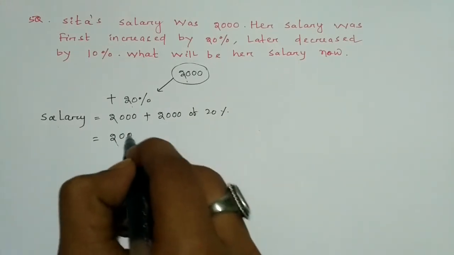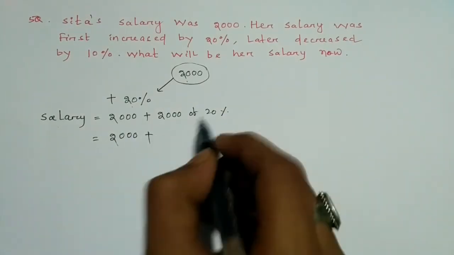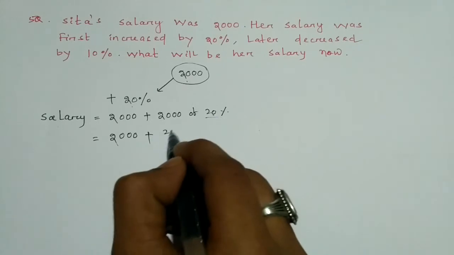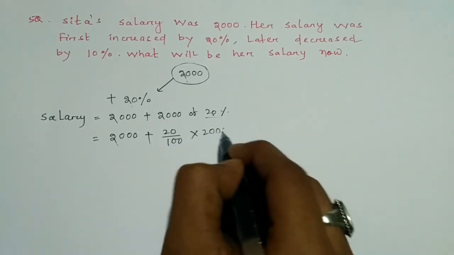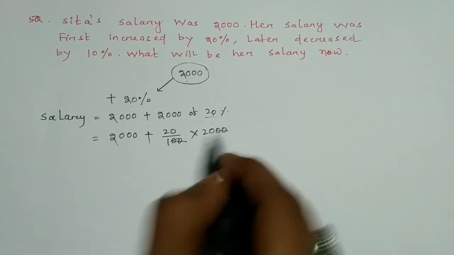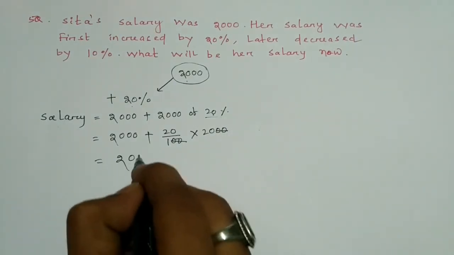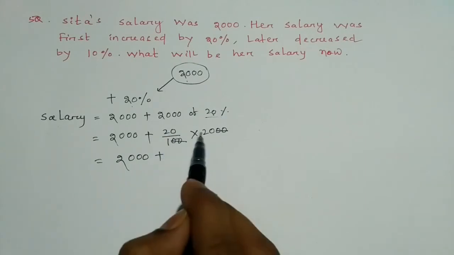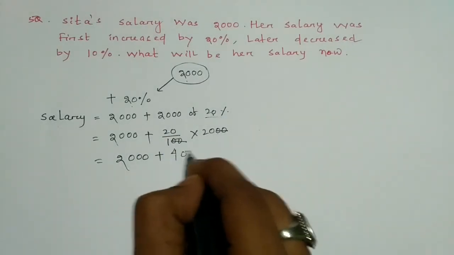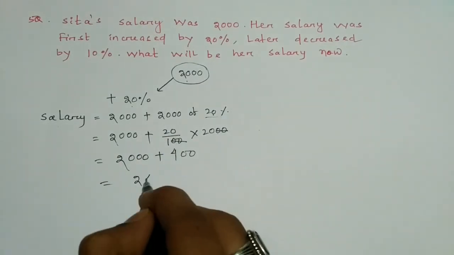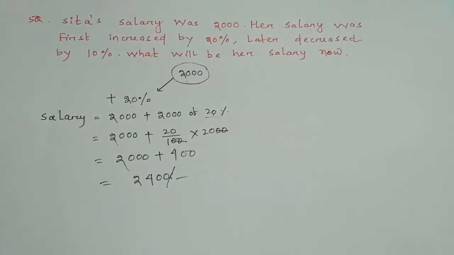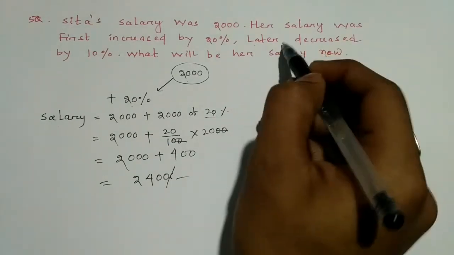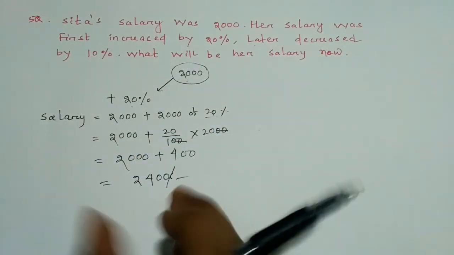So 2000 plus 20%, which means 20 divided by 100 into 2000. 100 got cancelled, so 2000 plus 20 into 20, that is 400. So now the new salary is 2400. This is the salary. This is step 1, we have to do it.